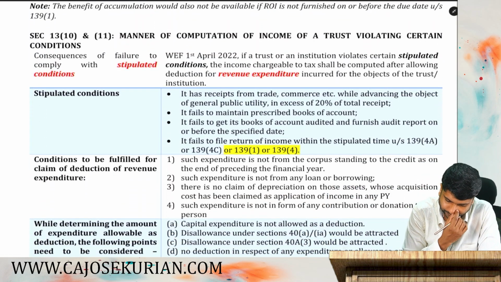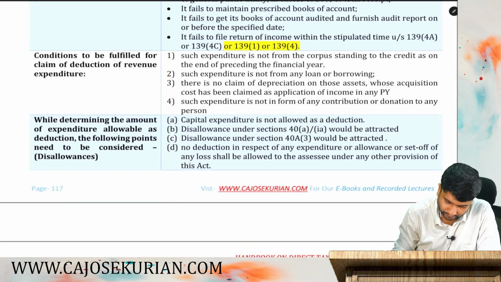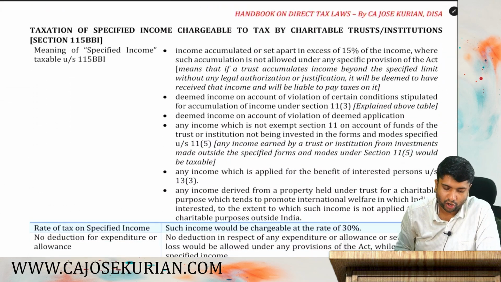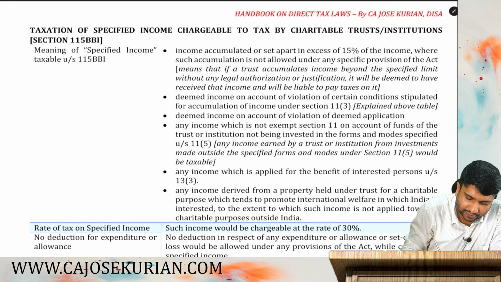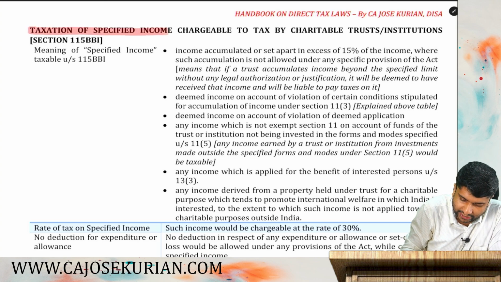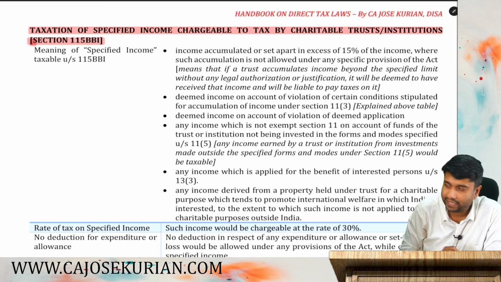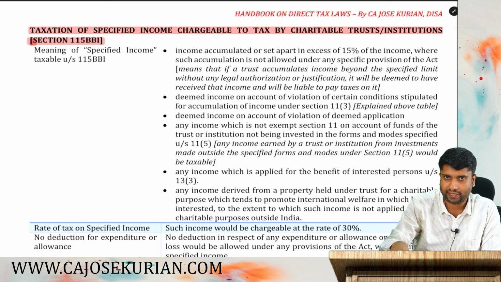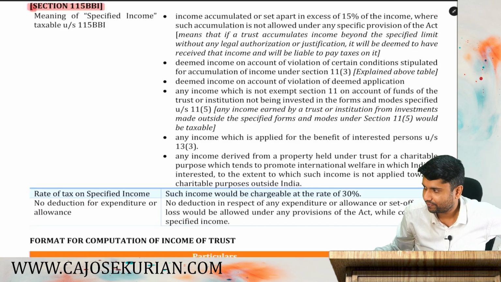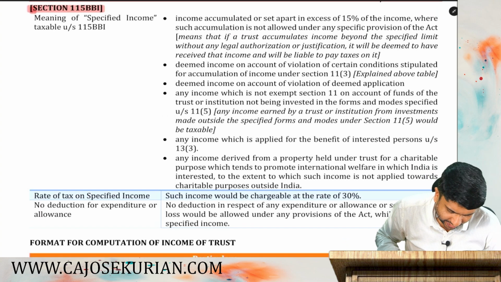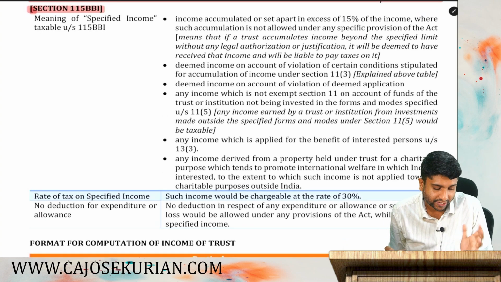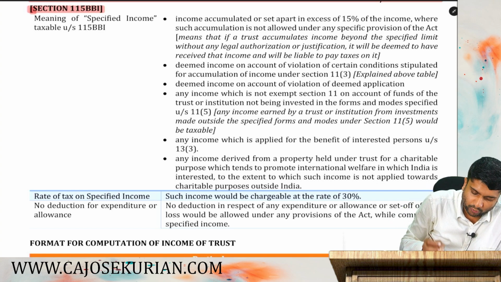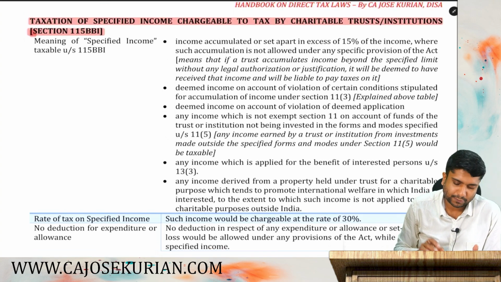So listen. Taxation of specified income chargeable to tax by charitable trust or institution, section 115 BBI. Let's understand what exactly is this 115 BBI. So friends, listen, meaning of specified income, that's what we are about to discuss right now. So let's understand what is this specified income.